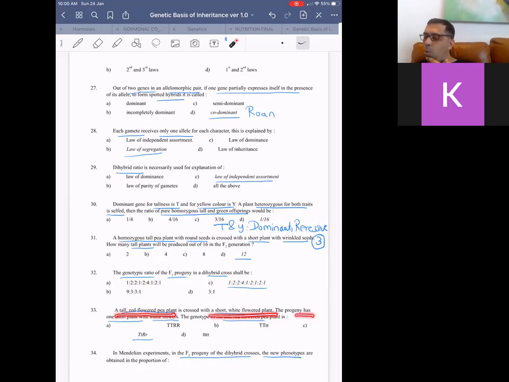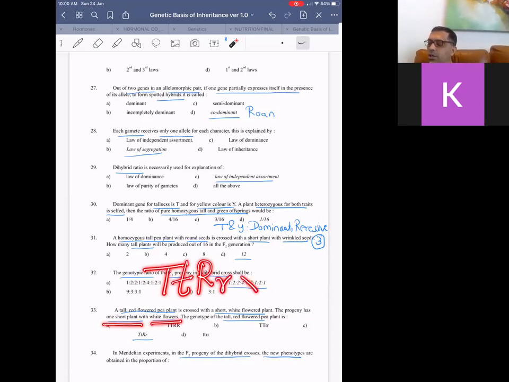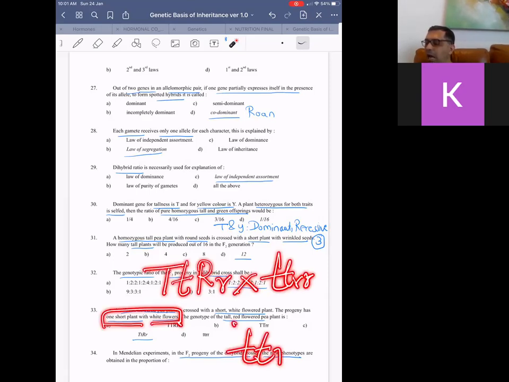The progeny has one short plant with white flower. And the genotype of the tall red flowered plant will be? So, tall red flower pea plant is crossed with a short white flowered pea plant. Progeny has a short plant with white flower. When can a tall plant with red flower crossed with a short plant with white flower produce a next generation short plant with white flower? Short plant with white flower has to be small t, small r.